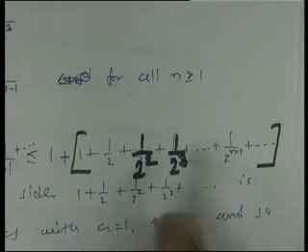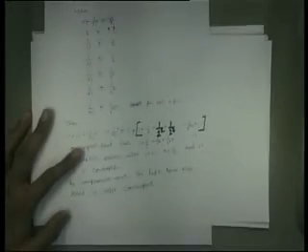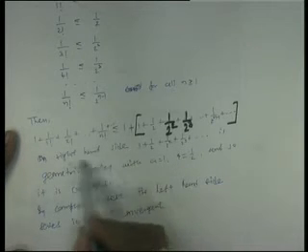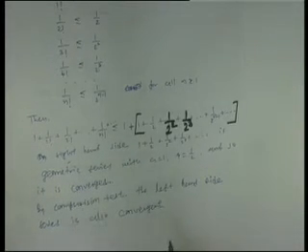So by the direct comparison test, we can say that the right hand side is a geometric series, and therefore by the direct comparison test we can say that the left hand side series is also convergent.